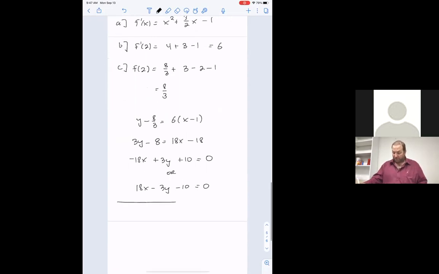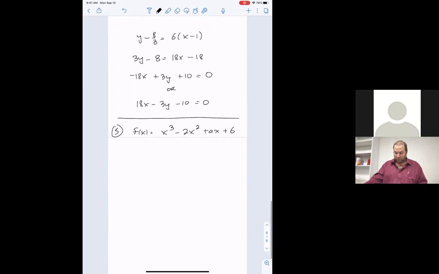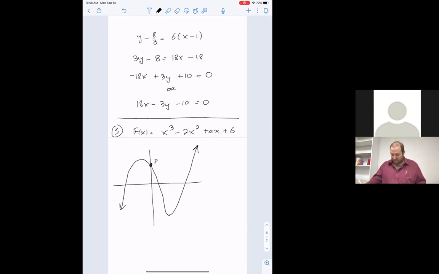Okay, question number 5. It says f of x is equal to x cubed minus 2x squared plus ax plus 6. Part of the graph of f is shown. So I'm going to graph what they have here, which looks something like this. They have this point here labeled as P, and they have the minimum here labeled as Q. And then they have the tangent line at P, and they call this line L. So this is the problem.